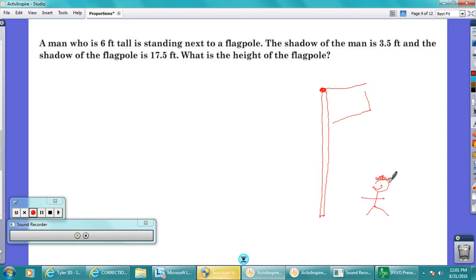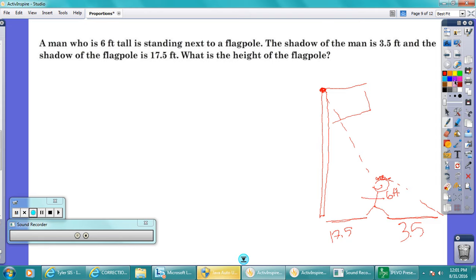So the shadow, he's going to cast the shadow. Okay, so this distance here is 3.5, excuse me, that's his shadow, right? The shadow of the flagpole, that's this distance, is 17.5 feet, right? And how tall is the dude? Well, he's 6 feet, right? So doesn't this look similar to the building? We want to find out how tall is the flagpole.